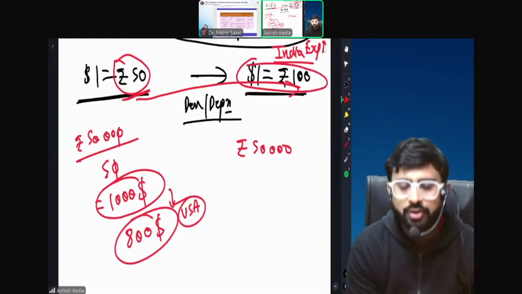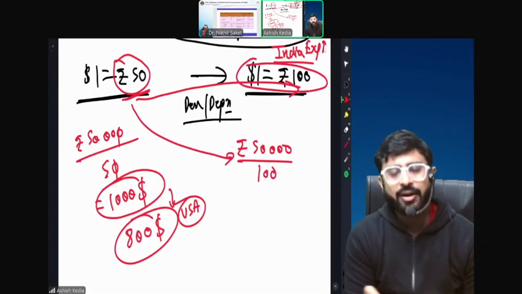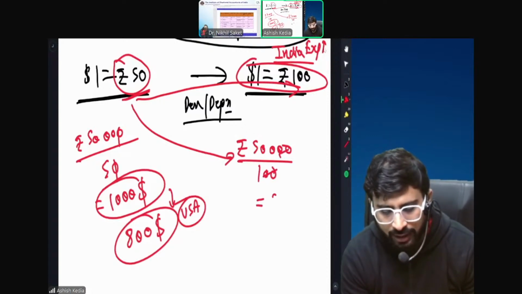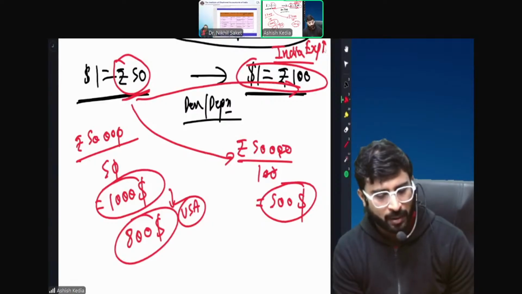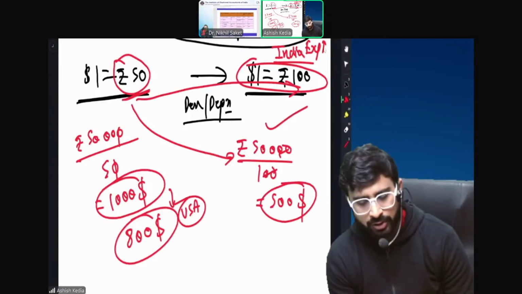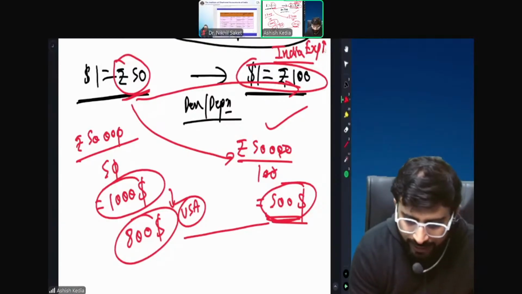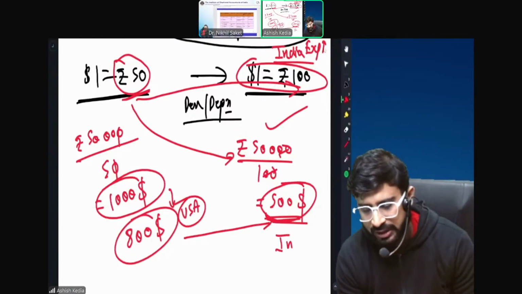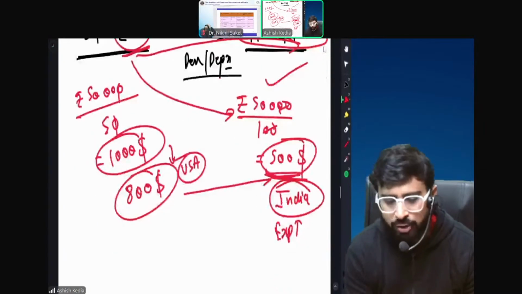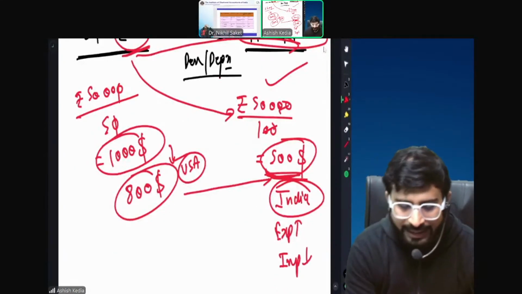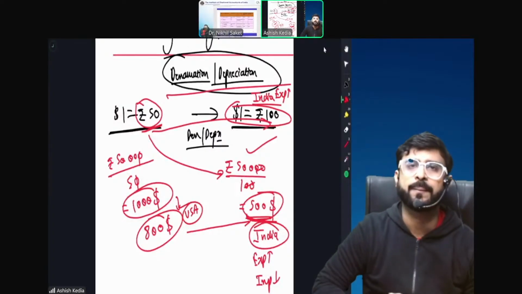Now suppose $1 is rupees 100. So when the same foreigner divides by 100, they realize that for them the product is only $500 after devaluation. In rupee terms, it's still 50,000, but now for them it's $500. So naturally, now the product has become cheaper than in the USA. So obviously they will buy the product from India. Indian exports will rise and Indian imports will fall. That is the full history and geography of devaluation and depreciation.